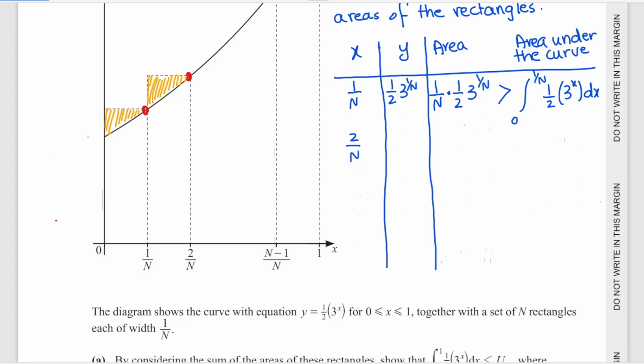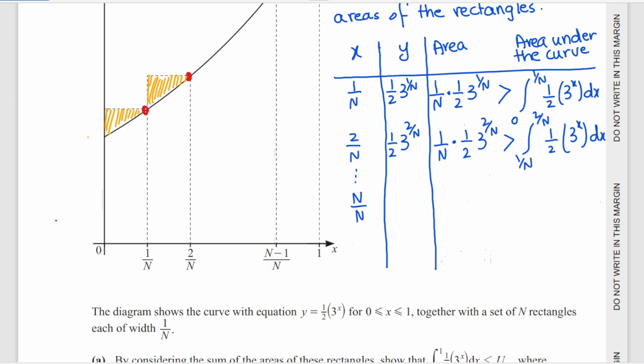Now for x equals 2 over n, substitute y equal half 3 to the power 2 over n. The area of the rectangle is still 1 over n, which is the width of the rectangle, times half 3 to the power 2 over n. And this area is greater than the area under the curve from 1 over n to 2 over n. And this is the second rectangle.